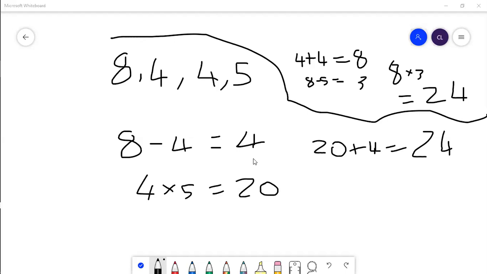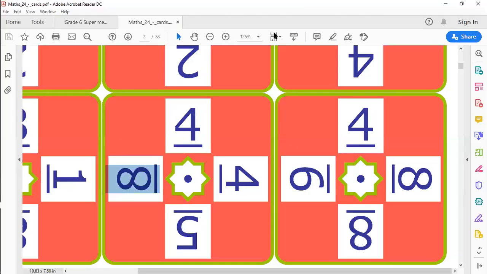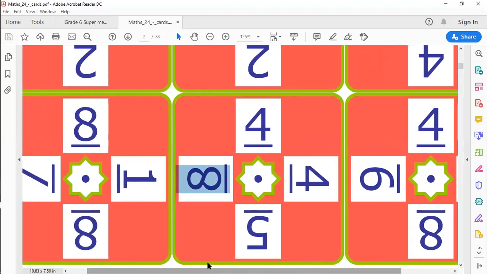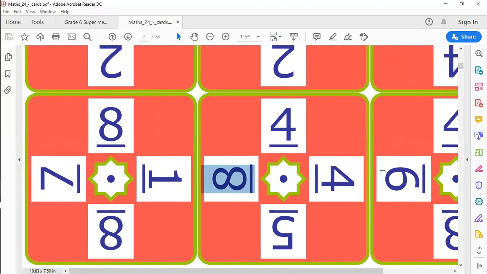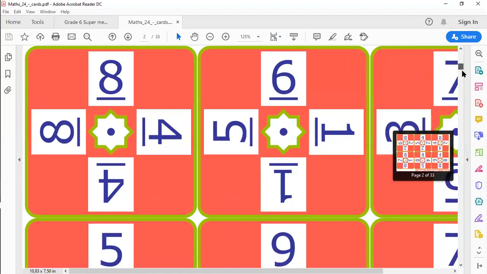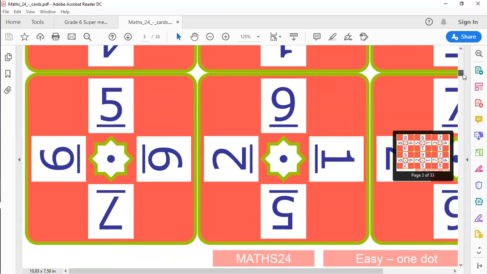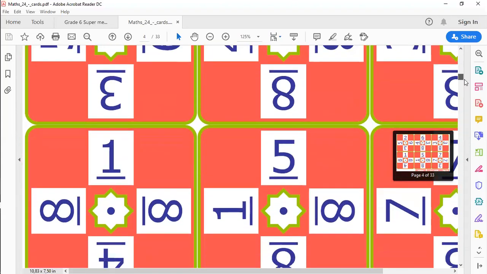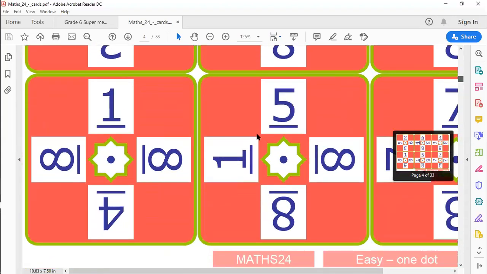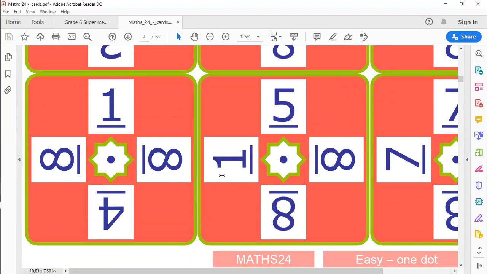All right. So I'm going to give you guys a card. We're going to start off a bit easy. I don't want to go a bit hard early on from the onset. Right. 8 and 8 and 5 and 1. Let's try that.